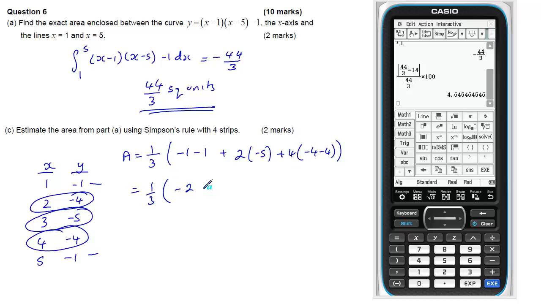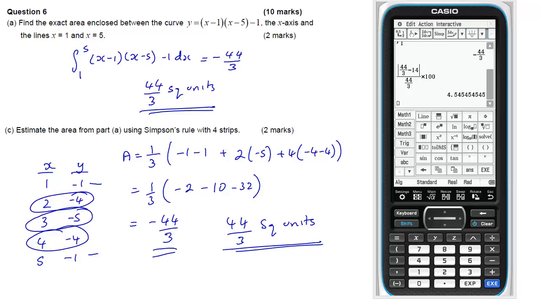So what have we got? -2, take away 10, so take away 32, which is -44/3. So that's 44/3 square units.